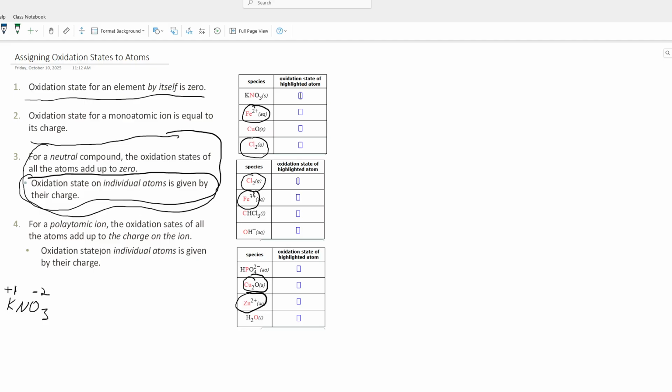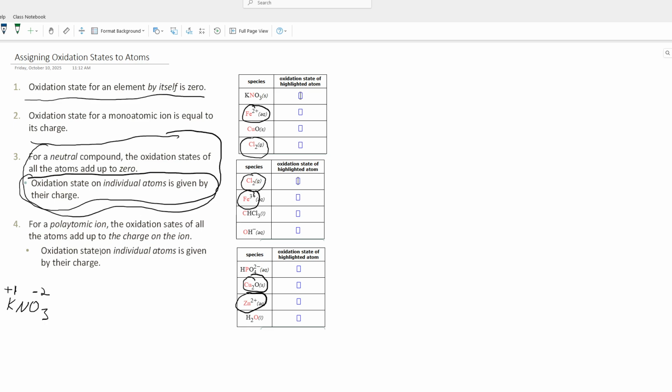In an ionic compound, the oxidation state has to be the charge of the ion itself. Well, that leaves nitrogen right here. So how are we going to figure out nitrogen? Well, I do it a couple of ways. I can kind of intuit what it is going to be.